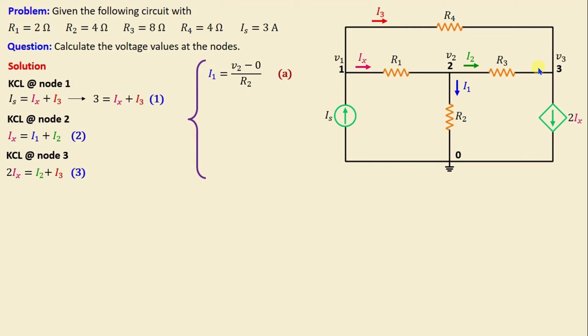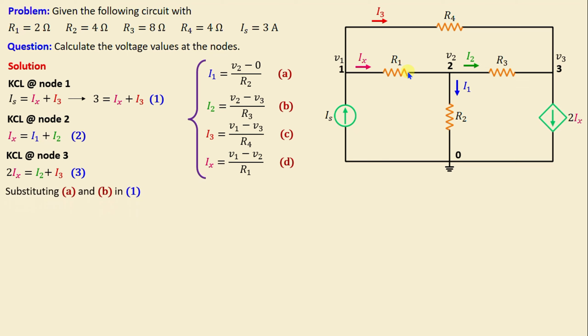I1 is equal to V2 minus 0 over R2. I2 is equal to V2 minus V3 over R3. I3 is equal to V1 minus V3 over R4. And the last one, IX is equal to V1 minus V2 over R1.